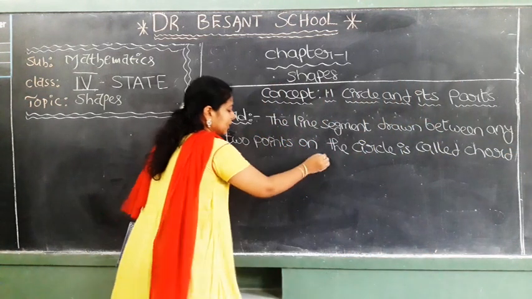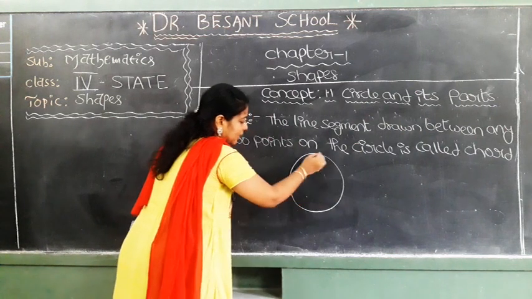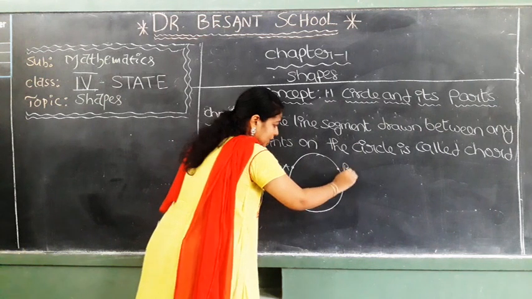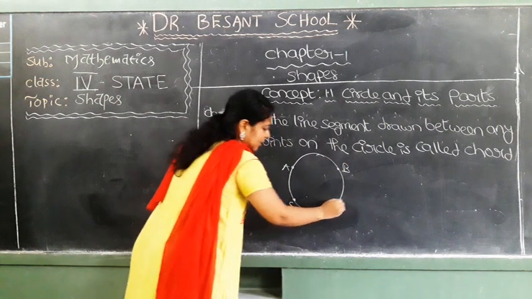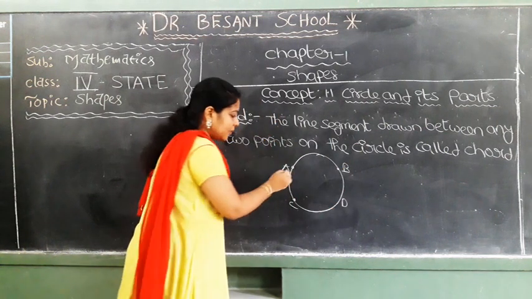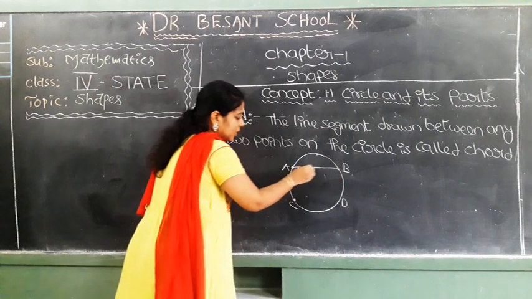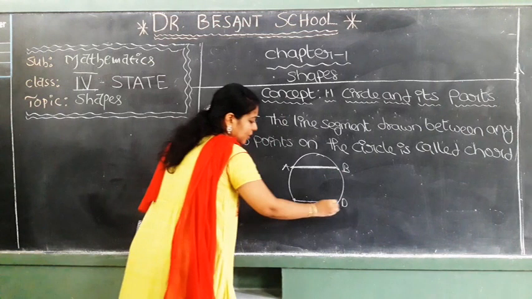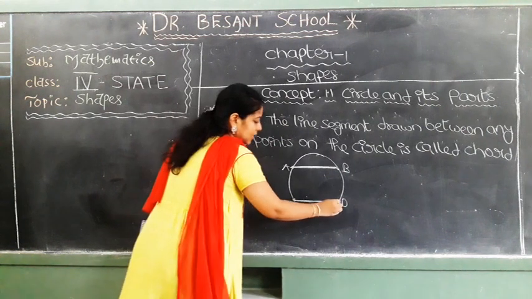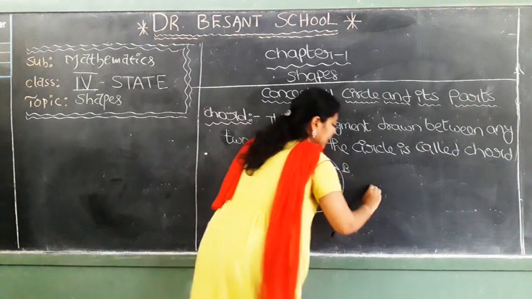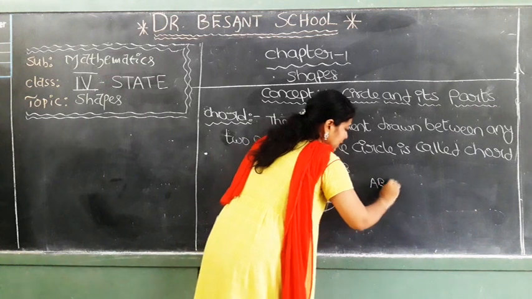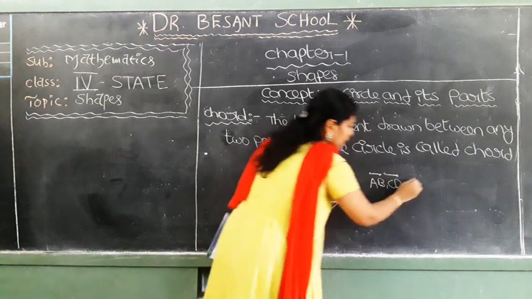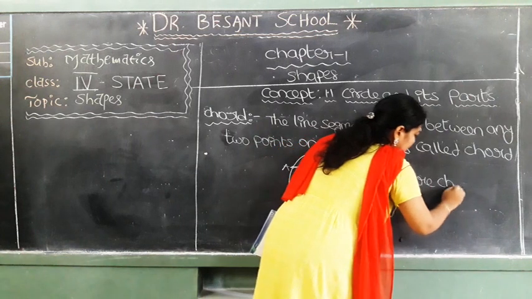I am drawing the chord here. See, this is the circle. I am taking A point here and B point here. And this is C and this is D. The line segment drawn between A and B, is this a chord or not? Yeah, AB is one chord. And the line segment drawn between C and D, this is also another chord. Here write AB, CD. These are two chords.